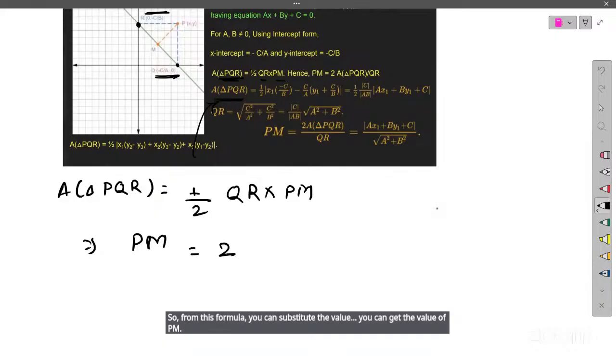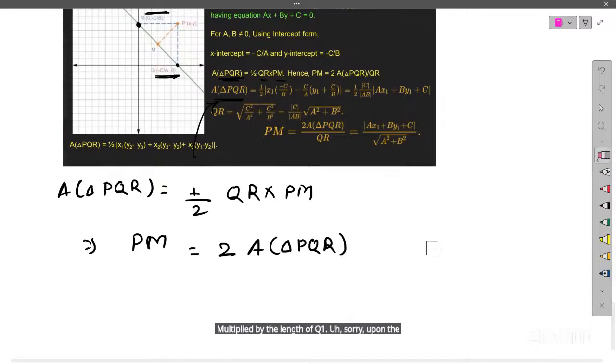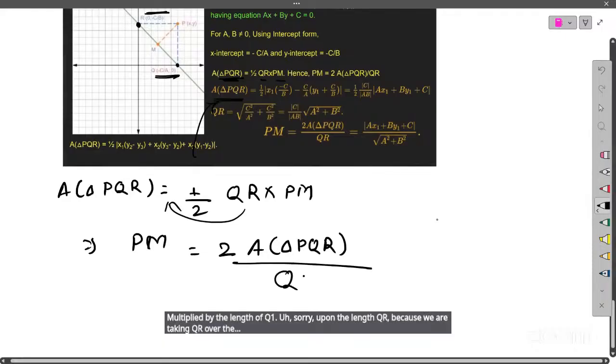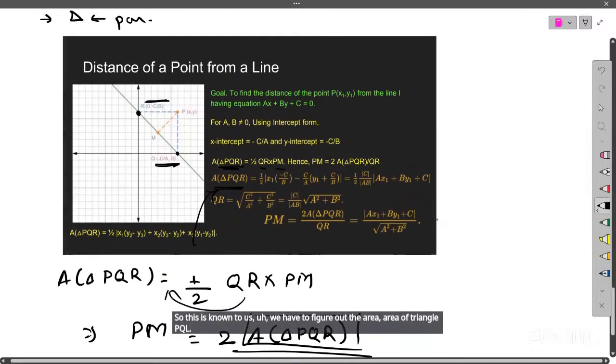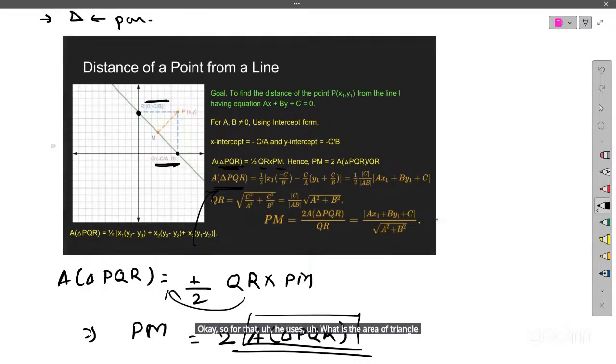So PM is actually twice the area of triangle PQR upon the length of QR, because we are taking QR over to the left hand side. So this upon QR is known to us. We have to figure out the area of triangle PQR. Okay, so for that, he uses the area of triangle PQR.